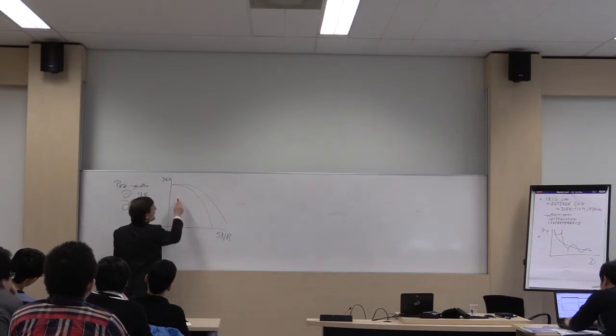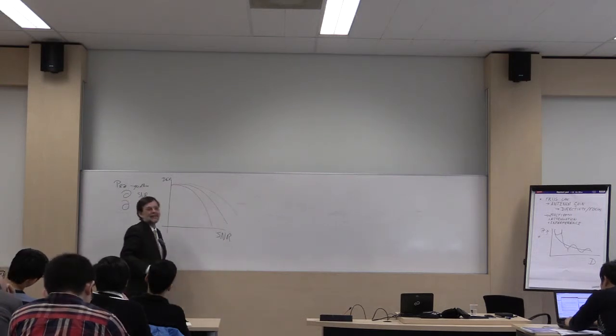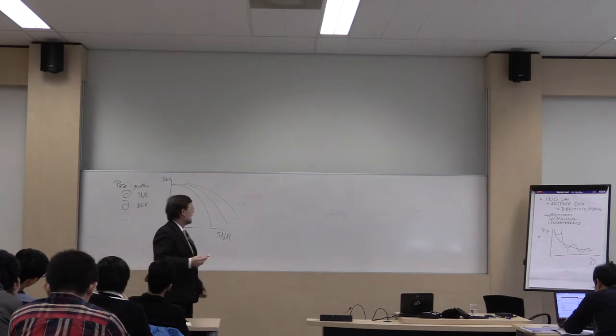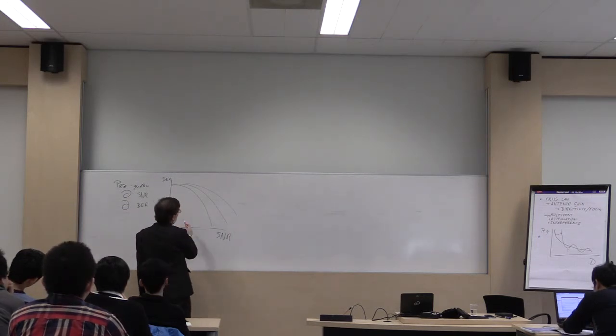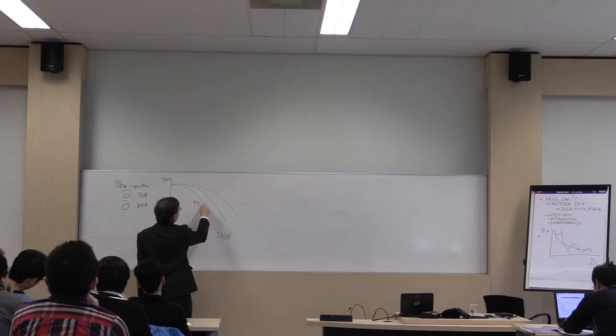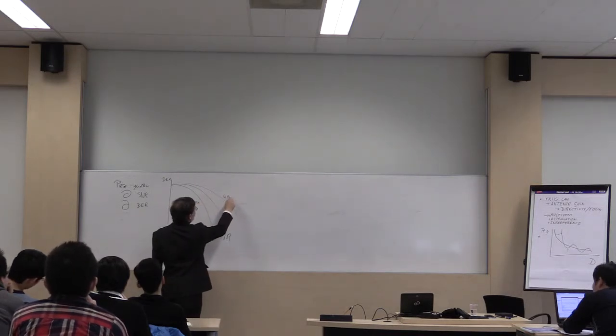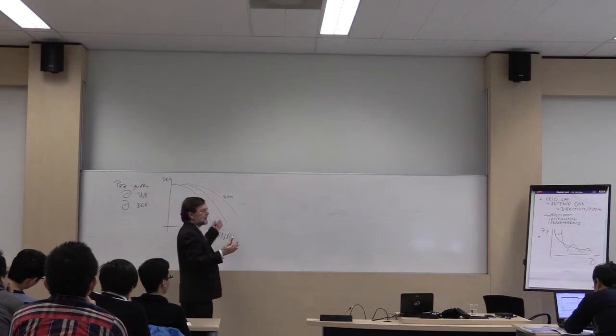So they might also look like this or like this, but very, very similar. And this might be for, let's say, FSK, frequency shift keying, and this might be for QAM. But these curves you can find.